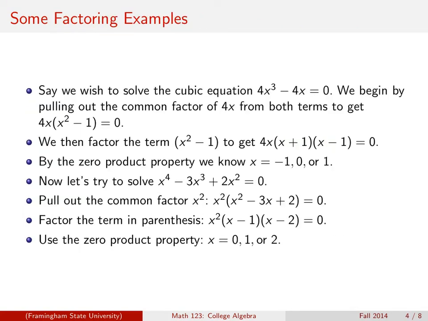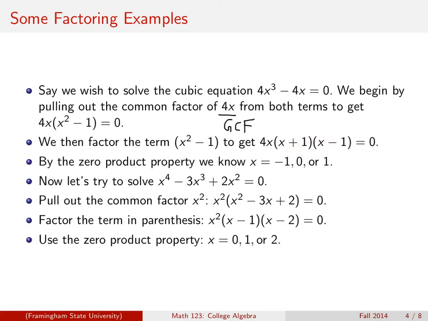This, again, should feel like review from quadratics. But let's say we had a cubic equation, and we want to solve when it equals 0. Always remember to look for the greatest common factor, which in this case is 4x. 4x times x squared makes 4x cubed, and 4x times negative 1 makes negative 4x. So always go further with factoring. We can actually factor this difference of squares into x minus 1 and x plus 1.